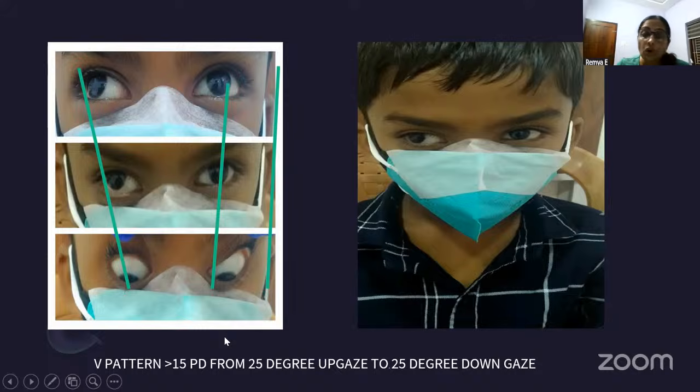So when will you call it a V pattern? If the amount of deviation is more than 15 prism diopters from 25° down to 25° up gaze. So you have to measure it down and up and see whether one is 20 and the other is 40. That means there is a 20 PD difference. So it is more than 15 PD. So that means it is a V pattern.